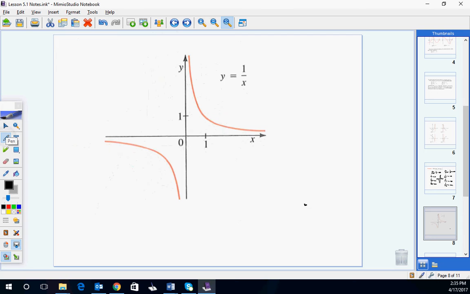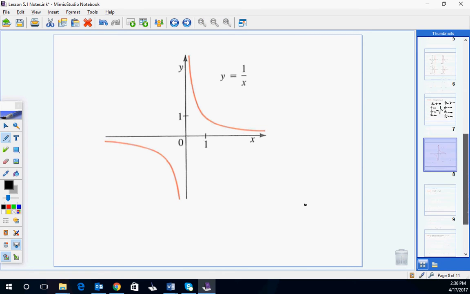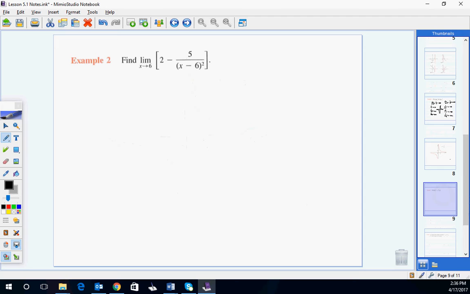When it has one of those, where is the vertical asymptote? It's at x equals 0, because when x is 0, that's the problem as well. Okay, how about this one? Limit as x approaches 6.